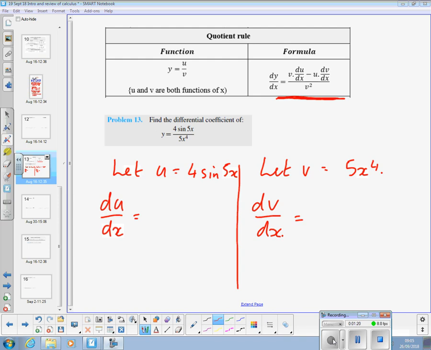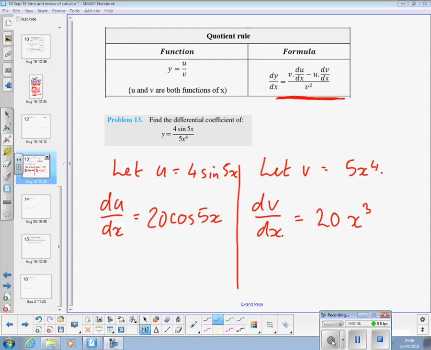So if I differentiate 4 sine 5x, I get 20 cos 5x, and differentiating 5x to the 4, we get, remember the method, multiply by the index, 4 times 5 is 20, and take 1 off the index. That's the ax to the n rule.